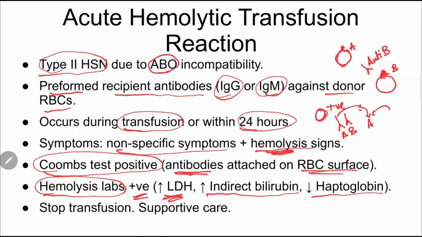And along with that, we have decreased haptoglobin. Haptoglobin is a molecule that is present in the blood. What it does is that it attaches itself and binds onto free hemoglobin that is present in the blood, right? So when you have hemoglobin released into the blood in very large amounts, such as in the case of hemolysis, haptoglobin binds onto the hemoglobin, and since it's in very huge amounts, the haptoglobin will be used up or consumed, and that leads to decreased haptoglobin seen in the blood. And obviously the treatment will be to stop the transfusion and start supportive care.